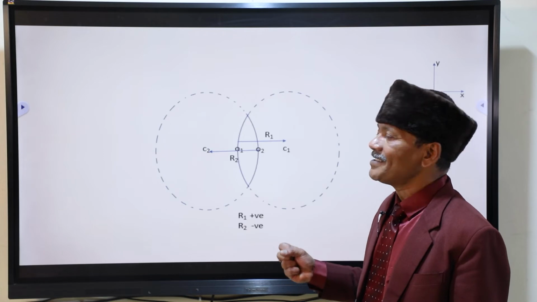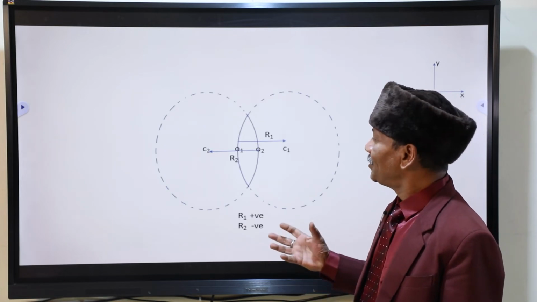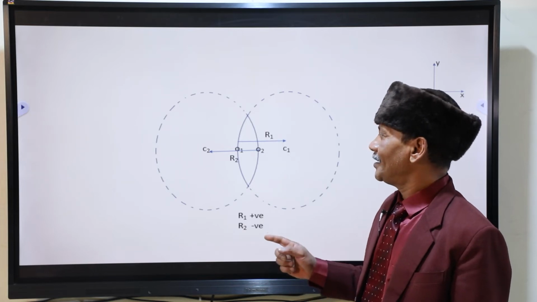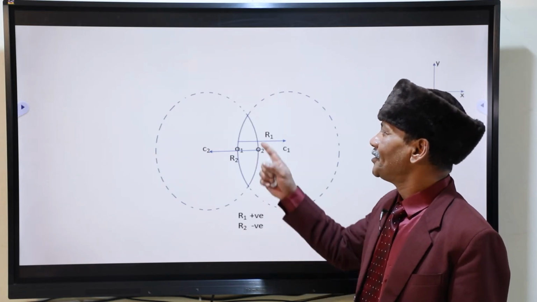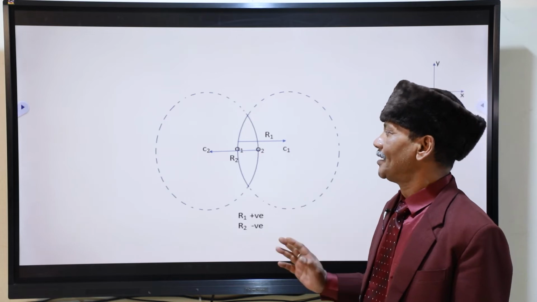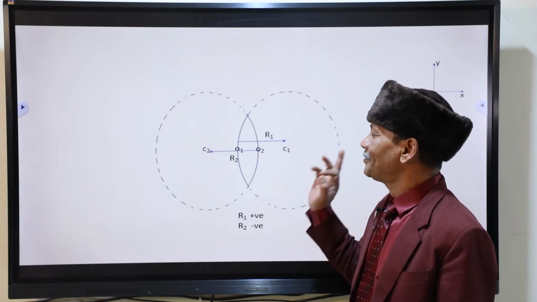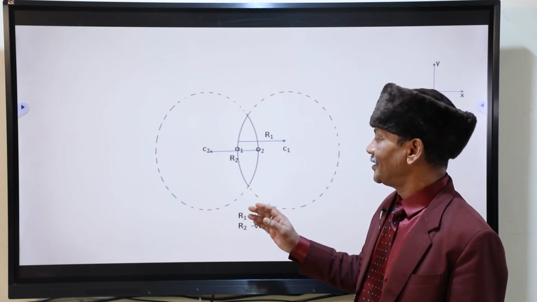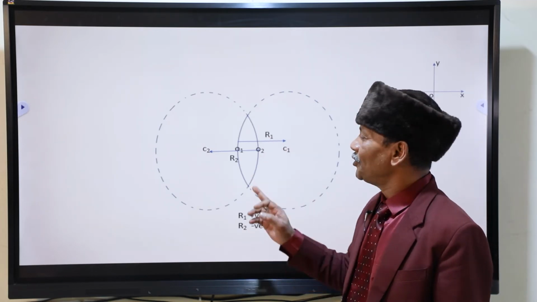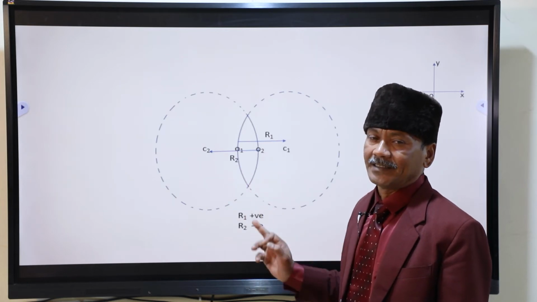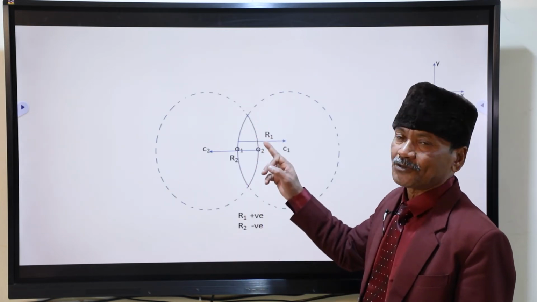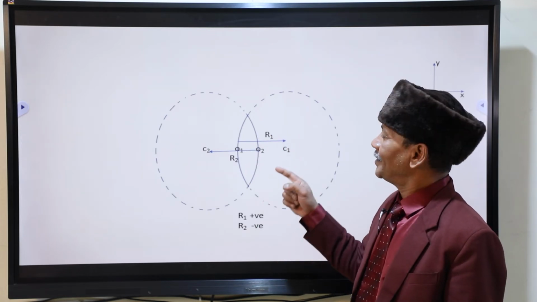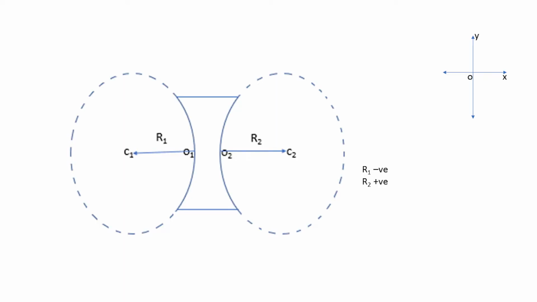If you make a mistake here, you will not be able to find the correct answer. Suppose the radius of curvature of the first surface is 5 centimeter, you have to write R1 is plus 5 centimeter. If the radius of curvature of the second surface is 10 centimeter, you have to take that as minus 10. So for a biconvex lens, R1 is plus and R2 is minus.